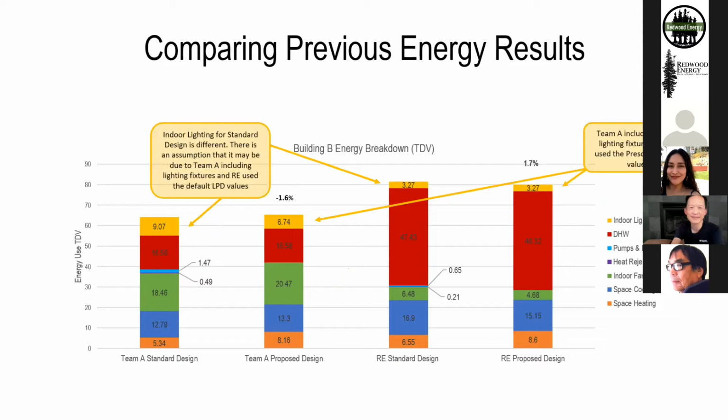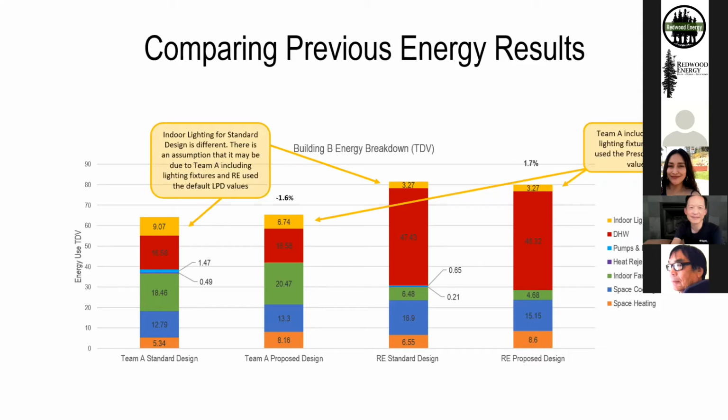Last but not least, we have the lighting. This wasn't really hard to figure out, because Team A incorporated their lighting fixtures into their model, whereas Redwood Energy used the default prescriptive LPD values, and that's where you can see that the Redwood Energy standard design and the proposed both have the same 3.27.